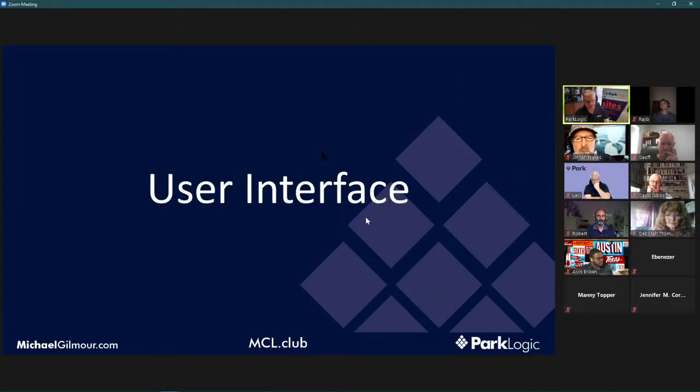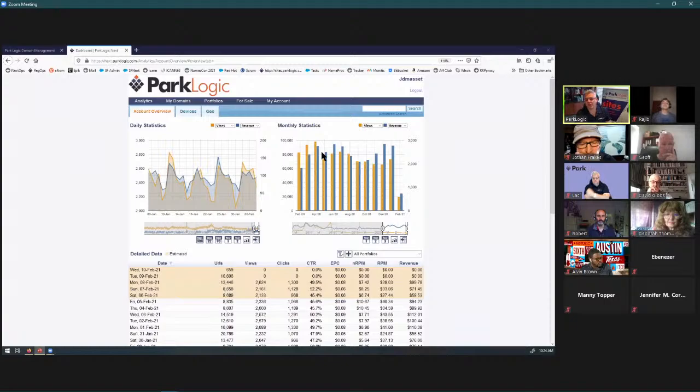So what I'd like to do now is jump out of the presentation for a minute and take you through the ParkLogic interface. This is a dummy account we've set up. When you actually get an account with ParkLogic, this is the dashboard, and on the left-hand side you have your daily stats. On the right-hand side are your monthly stats.